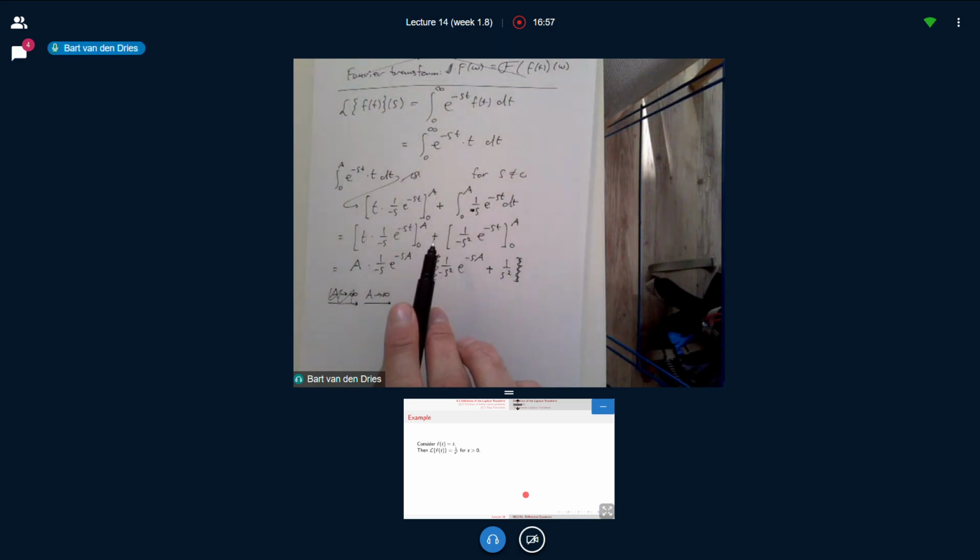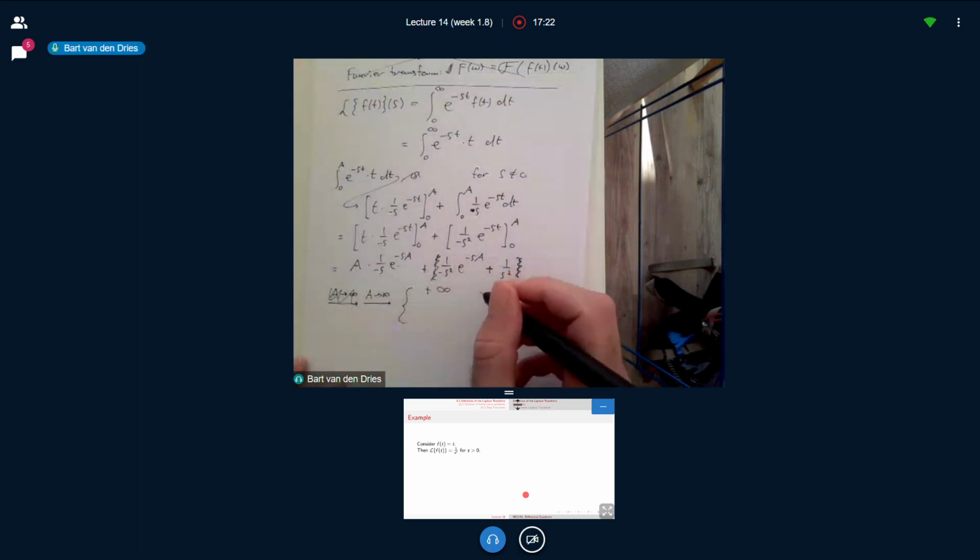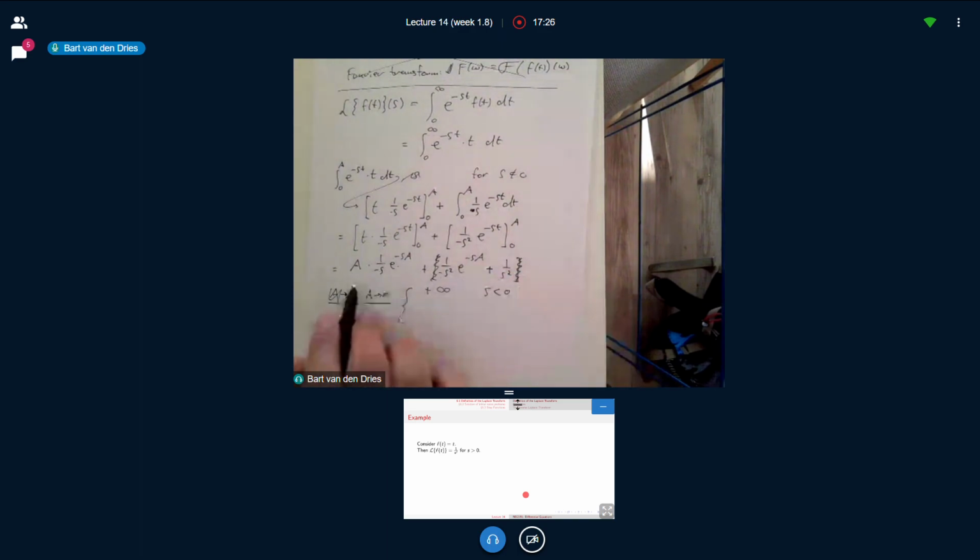If s is negative, yeah, right. If s is negative, 1 over minus s is positive. So this is positive, this is positive, this is positive, so I get plus infinity. All right. Sorry, I was a bit confused by the minus signs. It's easy to get confused by the minus sign. So I get plus infinity if s is smaller than 0. Everything here goes to infinity. This 1 over s squared doesn't matter anymore.